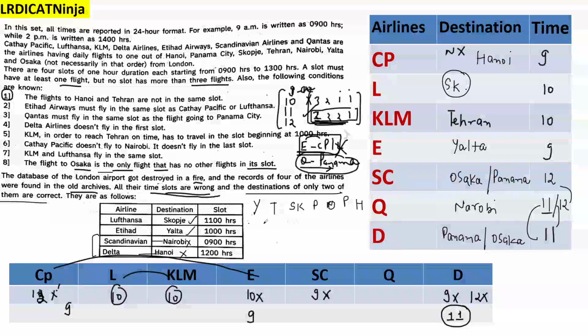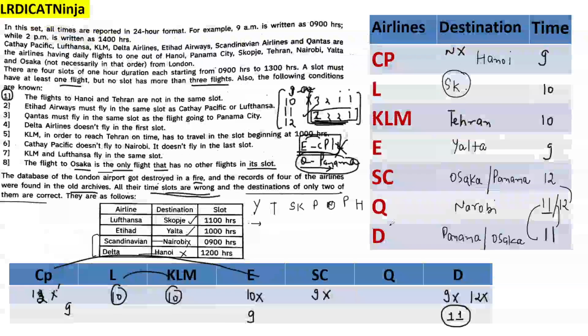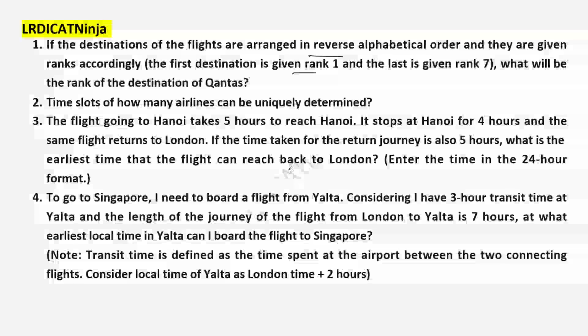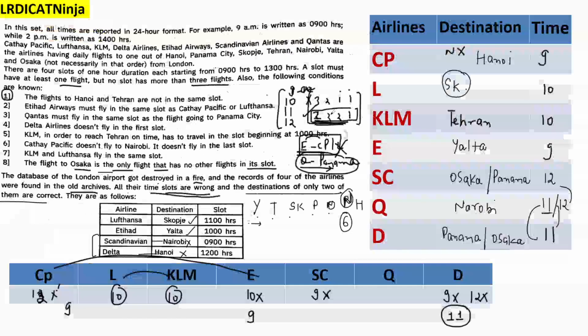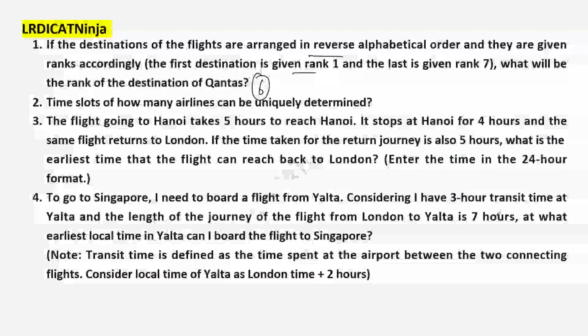So if we arrange them in reverse alphabetic order, what is the destination of Quant? The destination of Quant is Nairobi, and where is Nairobi? Here it is the rank. Which is the rank? That is the first, second, third, fourth, fifth, and sixth rank. So the answer for the first question is sixth. And the time slot of how many airlines can be uniquely determined? Except Quant, we can determine the time slot of each alphabet uniquely. So the answer is again 6.